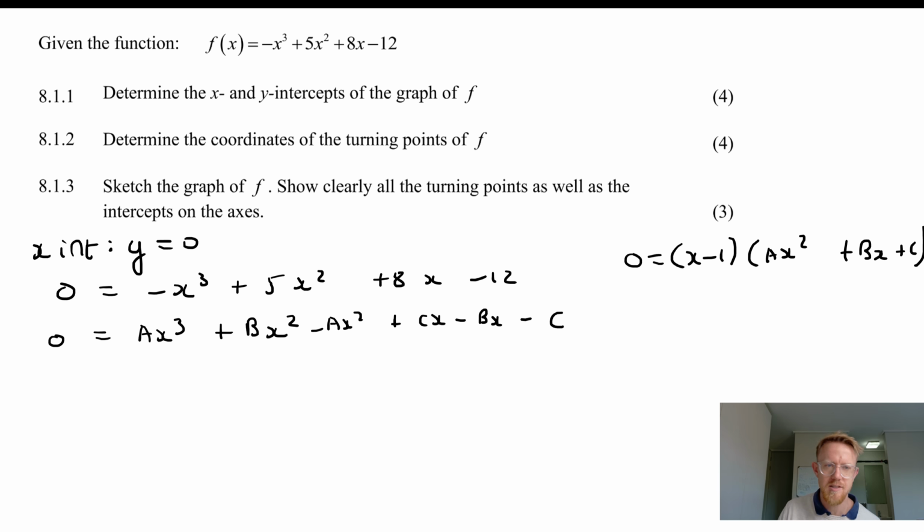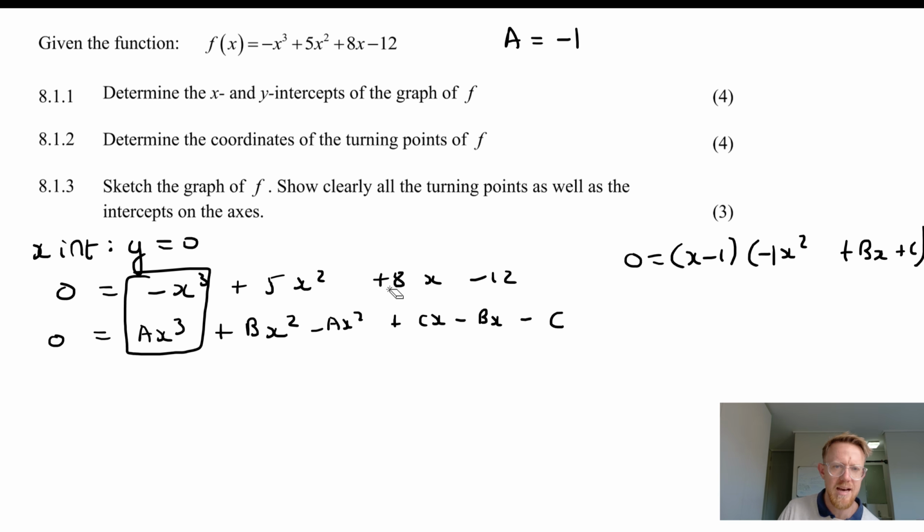So look how easy this is now. Can you see that the x cubes are only those ones over there? So what would a have to be so that it's the same as this? Well, a would have to be -1. So a must be -1. So we already have that, so we can fill that in over there.